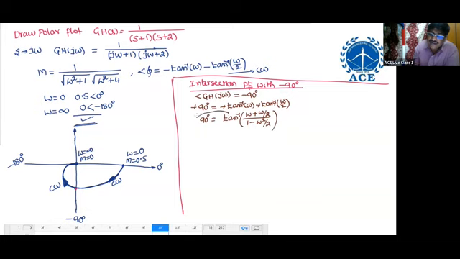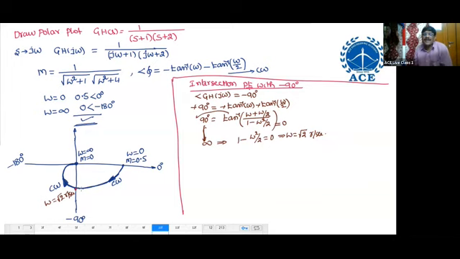Then tan 90, how much? Infinity. Infinity means the denominator term should be made equal to 0. That means 1 minus ω square by 2 equals 0. So what is ω? Root 2. ω is root 2 radians per second. At this point, the frequency equals root 2 radians per second.